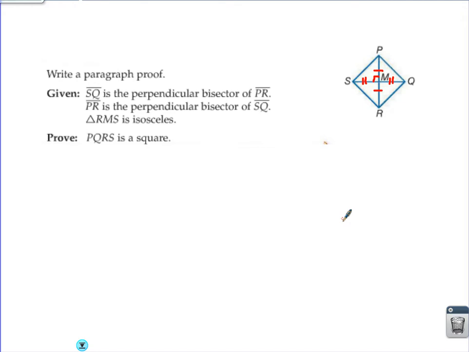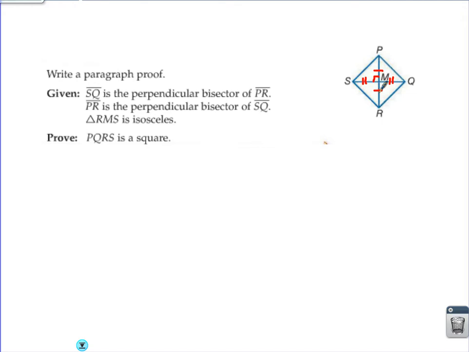RMS is isosceles. RMS is an isosceles triangle. So now what does that mean? What can I do with that? We're perpendicular bisectors of each other, so these are the same and these are the same. But then it says RMS is an isosceles triangle. How can I change my drawing now?